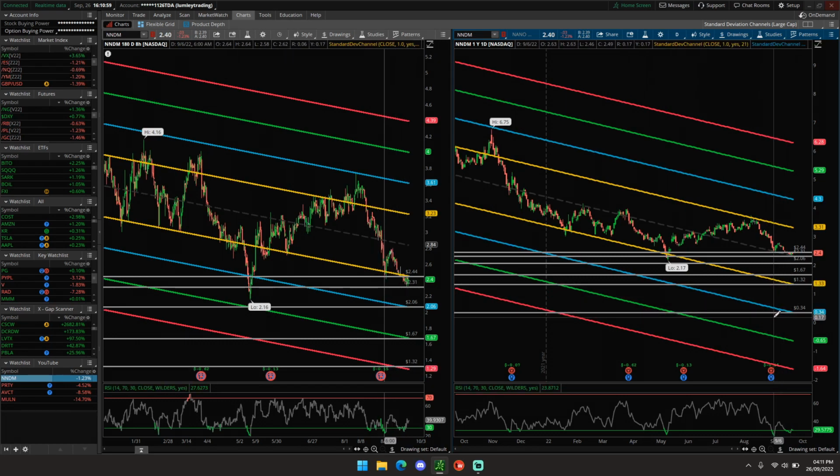So if we did continue to sell off past the $1.30, obviously we would be paying attention to the $1.25, the $1, 75 and 50 cents, because these would be the key psychological levels where you would expect some sort of buying pressure to start kicking in.